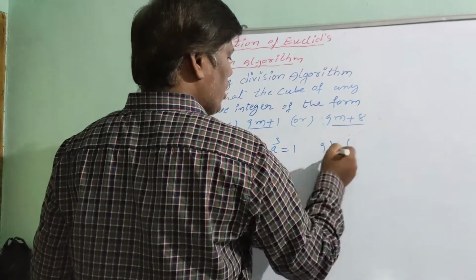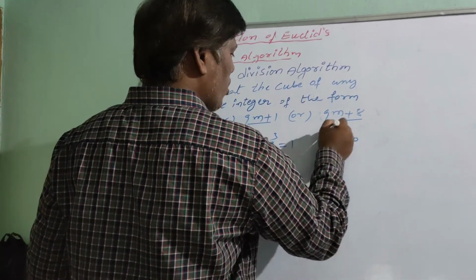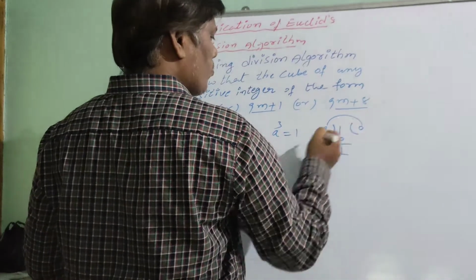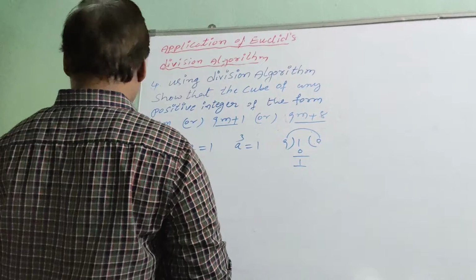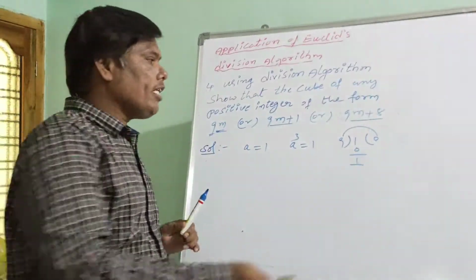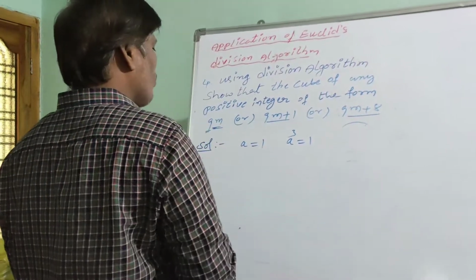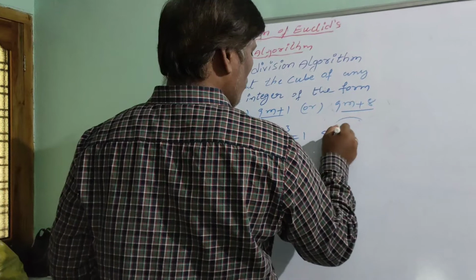9 into 1 is 0, and 1 remains. So it is in the form of 9 into some number, 9 into p plus 1. So we got this form, 9m plus 1.